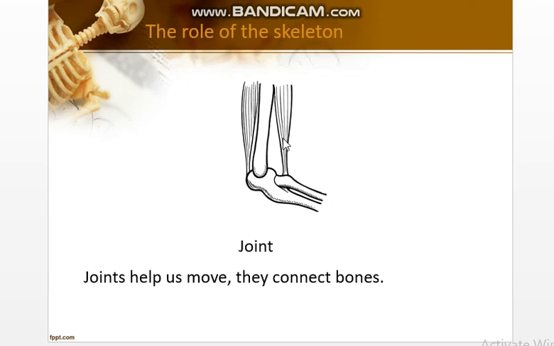Our body has this kind of bones too. This kind of bones is called joint. The joints help us move. They connect bones together. Look here, this bone is connected with this bone by the use of joint. So joints help us move by connecting bones.